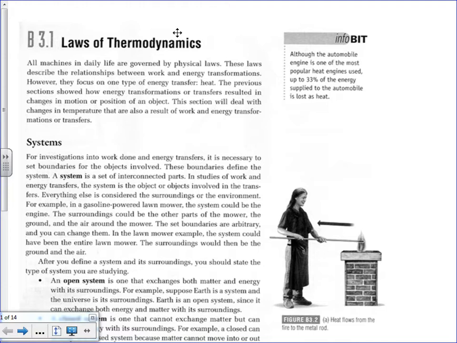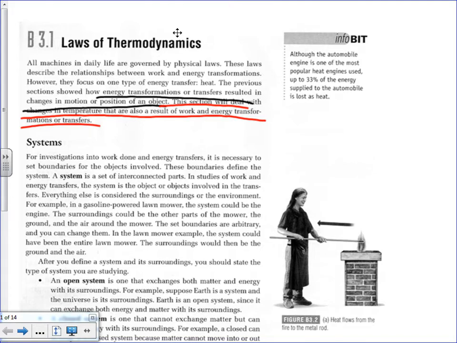In the previous sections we talked about how energy transformations or transfers resulted in changes in motion or position of an object. This section is going to deal with changes in temperature that are also the result of work and energy transformation. So essentially, anytime something moves, we're probably going to generate heat in the real world because there's always going to be friction and wear and things like that.